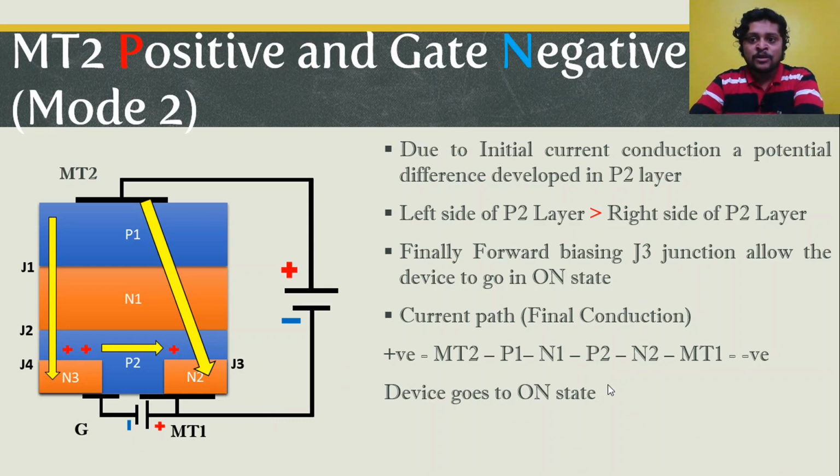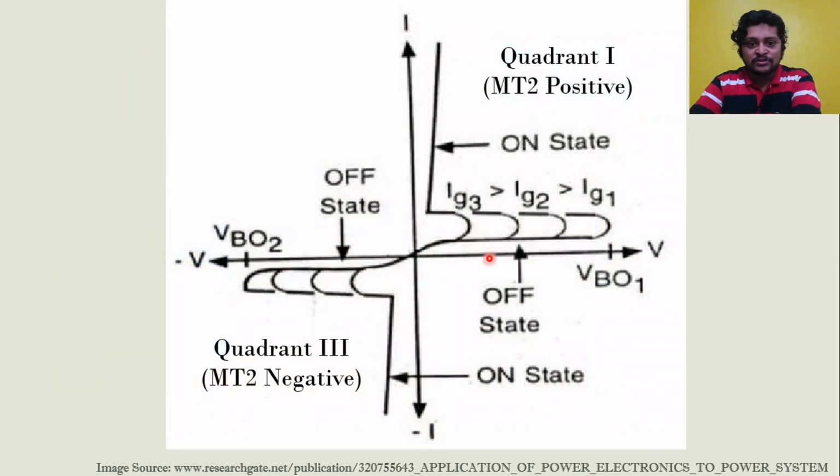So let's see the characteristic again. As the current is again established with MT2 positive, we are getting again a positive current and a positive voltage across the device. Again, as the gate current increases, obviously the turn on point of the SCR, the turn on point of the TRIAC, will decrease.